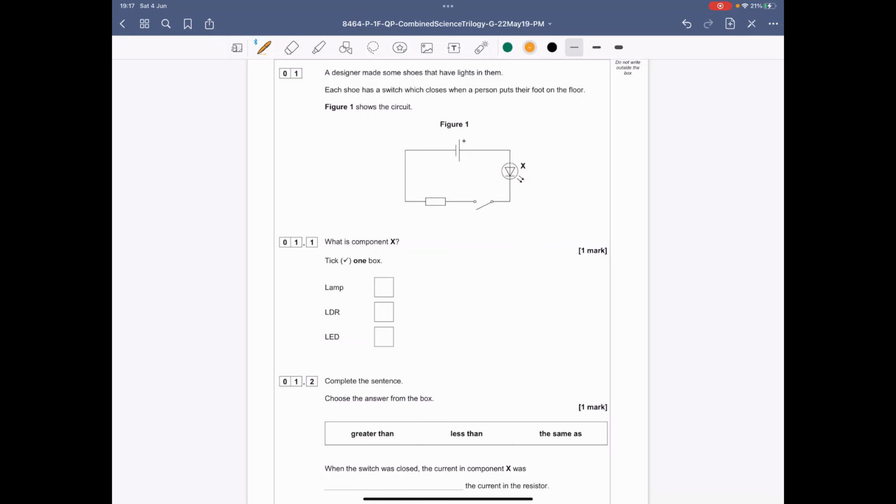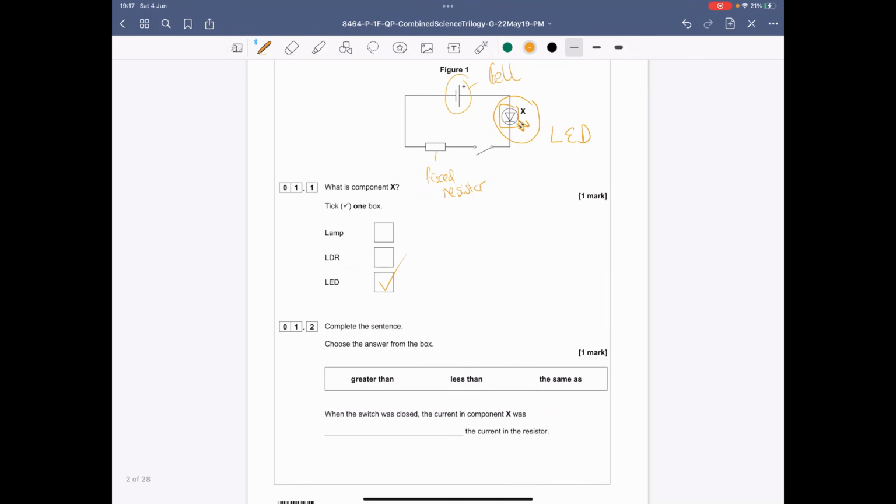So we've got a switch in the bottom of a shoe. It's one of the shoes that just light up whenever your foot hits the ground. So this is obviously your battery or your cell. This would be your fixed resistor. The question is asking about component X. This shape represents a diode, but you've got the two arrows coming off it. Those arrows represent light. So it is a light emitting diode, an LED.